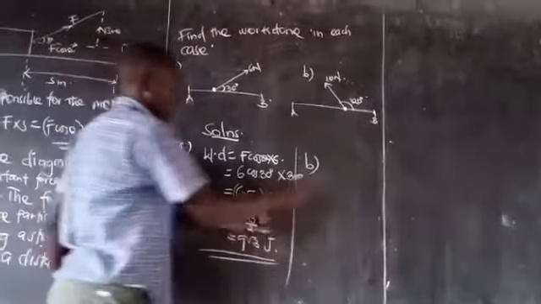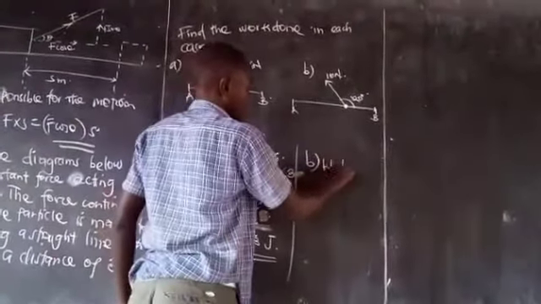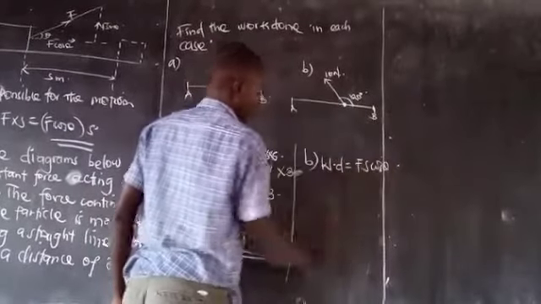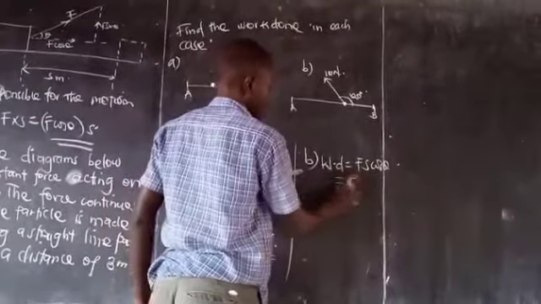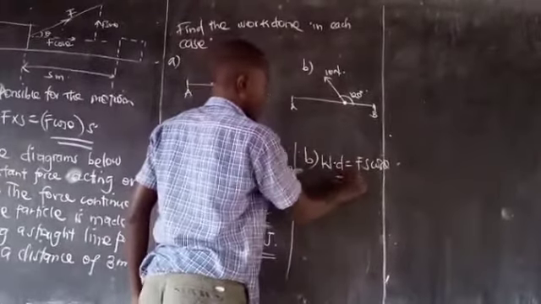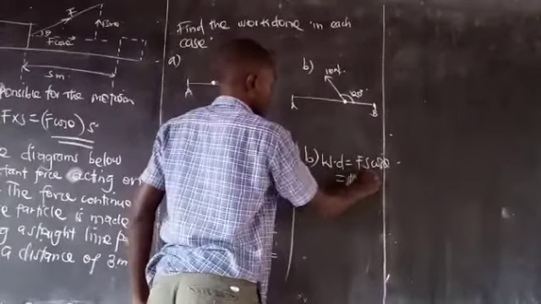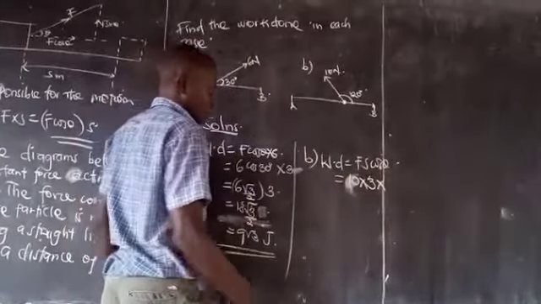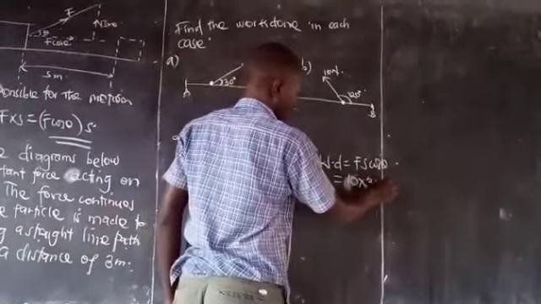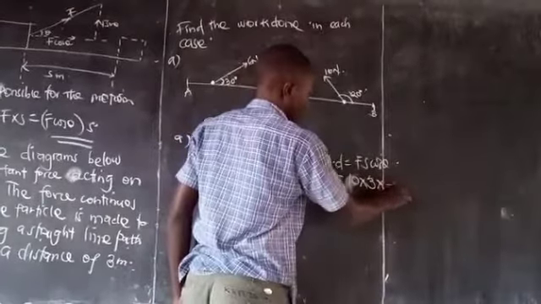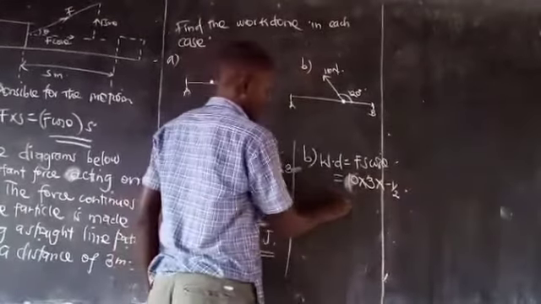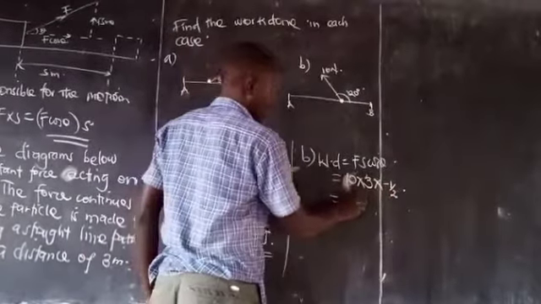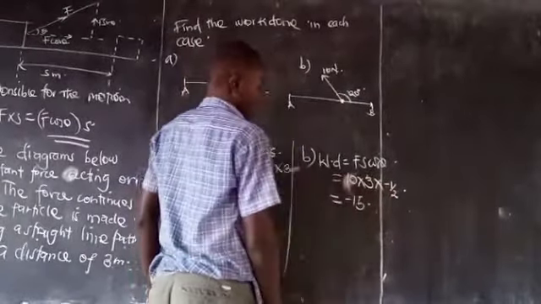Then for part B, we know that work done equals F times the distance cos of theta, and this simply gives us the force as 10 newtons, the distance moved is 3, and the cos of 120 is same as negative cos of 60, which is actually negative a half, and this goes with this, and it gives us a negative 15.